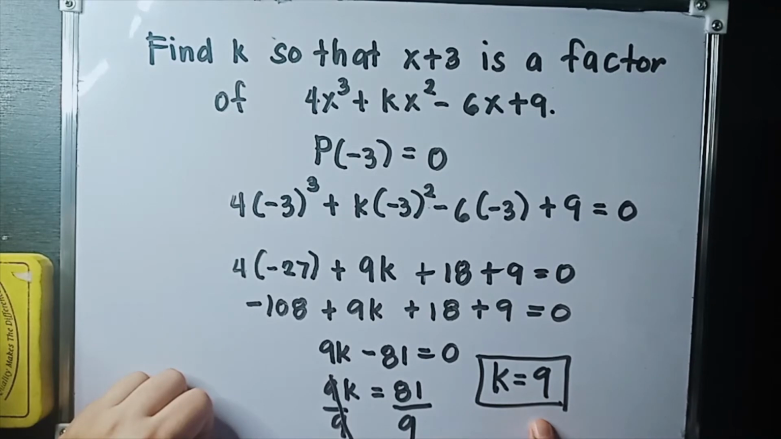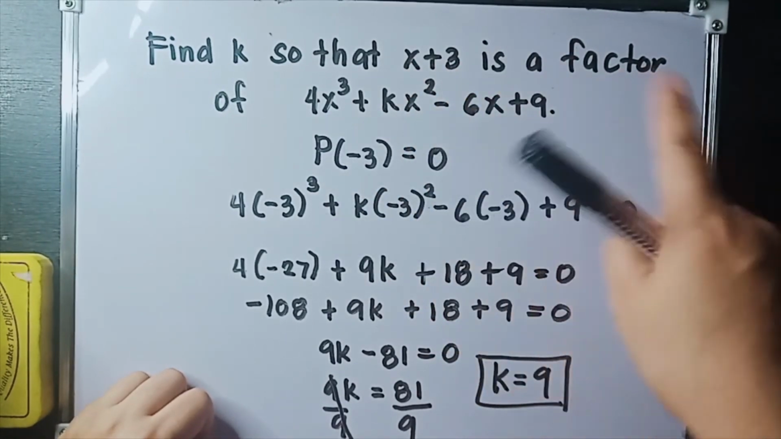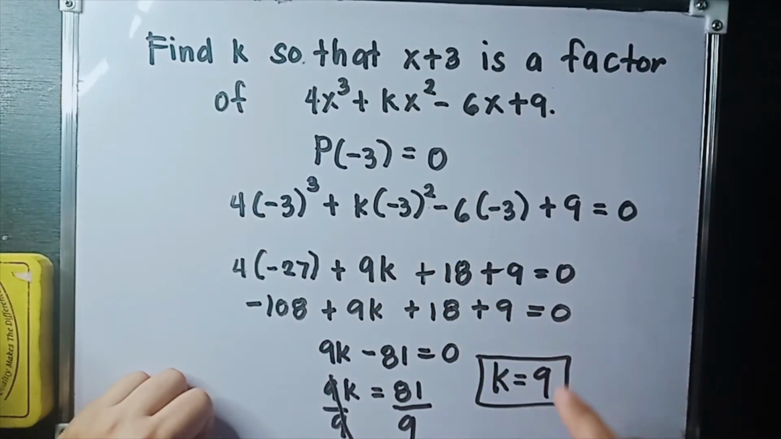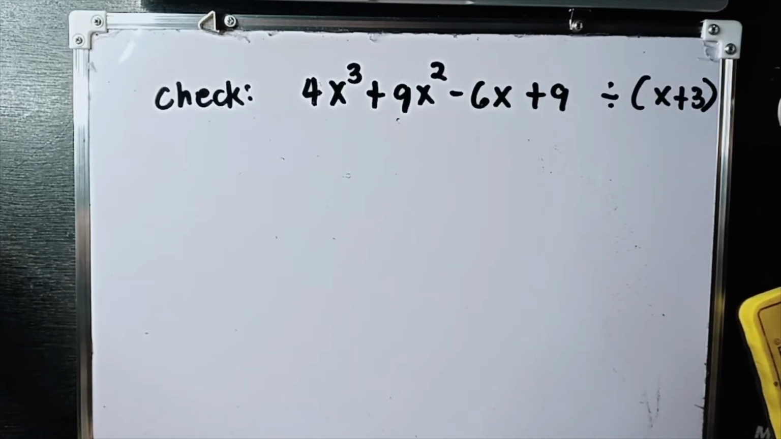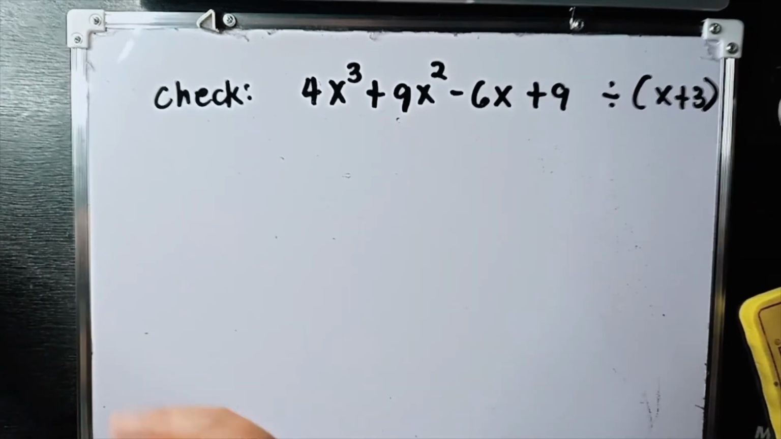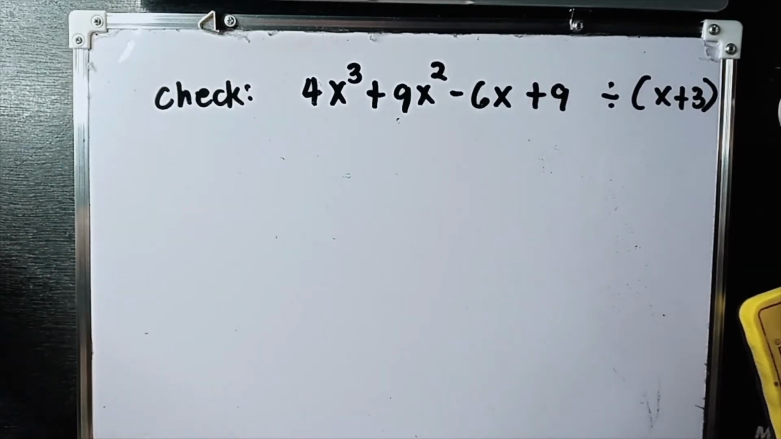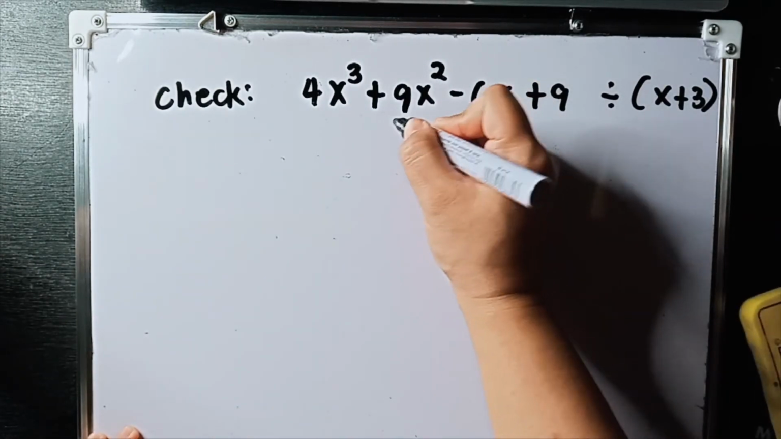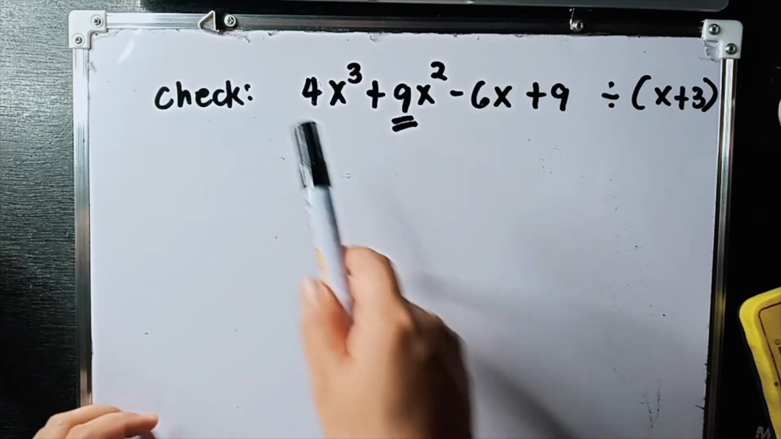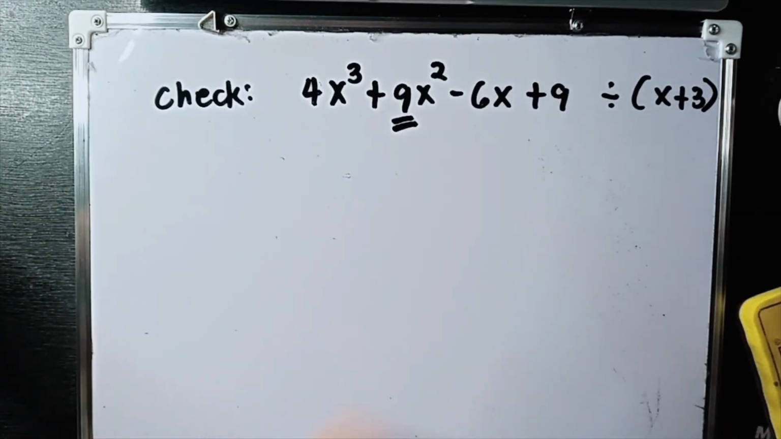So, the value of k, so that x plus 3 will be a factor of 4x cubed plus kx squared minus 6x plus 9, should be equal to positive 9. Now, to complete the polynomial equation, we now have 4x cubed plus 9x squared minus 6x plus 9. So, this is now our p of x. There's a way for us to check whether the value of k is really 9. We will be using synthetic division to divide this polynomial by x plus 3.